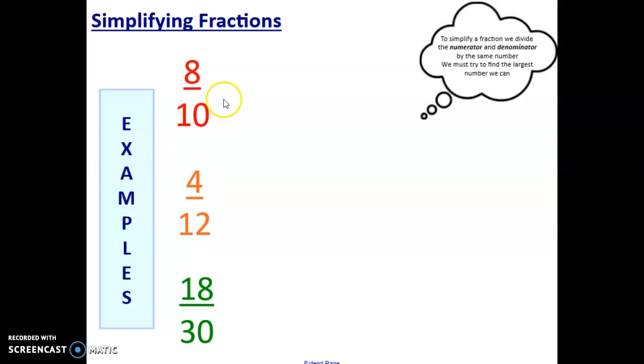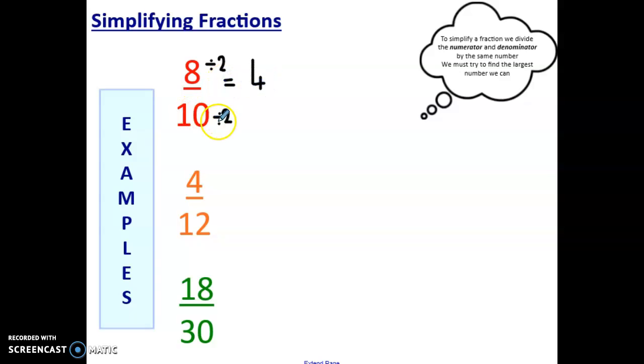My instructions said that we must divide the numerator and the denominator by the same number. If I look at my fraction 8/10, I know from my lesson on multiples that they are both in the 2 times table. So I can divide the top numerator and the bottom denominator by 2. What is 8 divided by 2? Well done. 8 divided by 2 is 4.